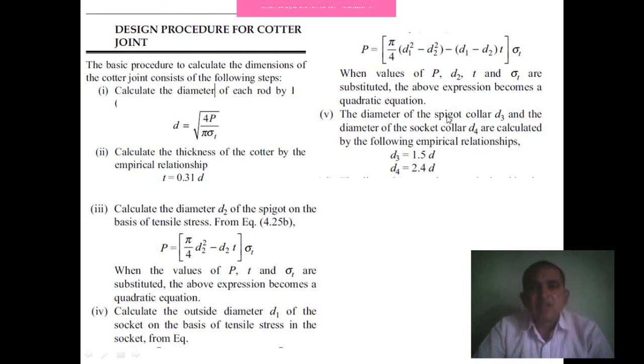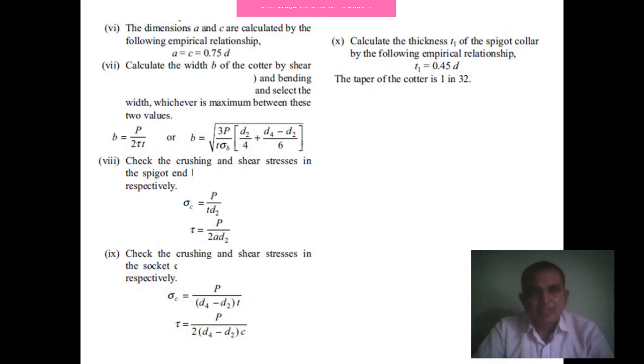Then the diameter of the spigot collar d3 and the diameter of the socket collar d4 are calculated by the following empirical relations: d3 is 1.5 times d and d4 is 2.4 times d. Then the dimensions a and c are calculated by the following empirical relations. These are the clearances between the collars and the supports. a is equal to c and is 0.7 d. Then calculate the width b of the cotter by shear and bending and select the width which is the maximum between these two equations.